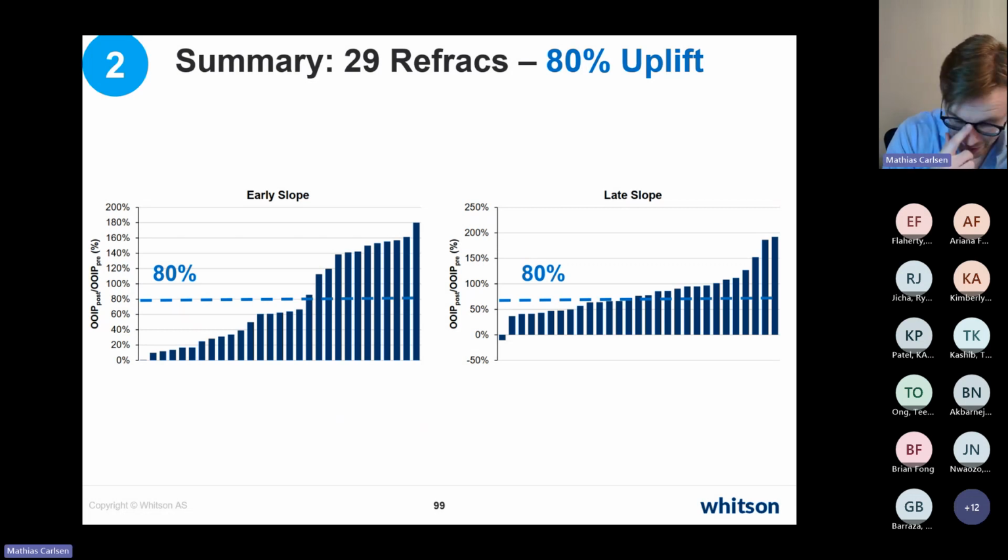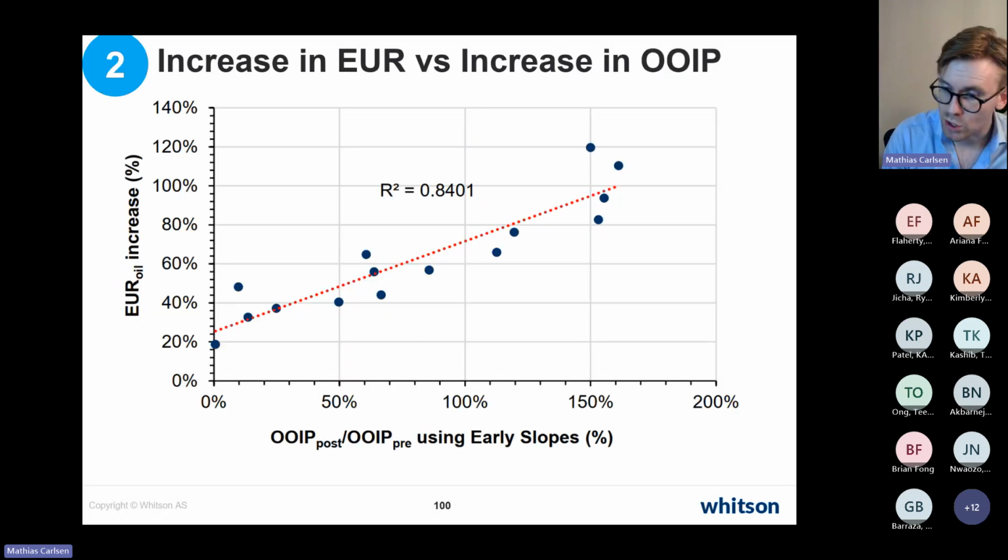And on average, both of them actually gave an uplift of around 80%, which you see here. And then you had some that was more successful and some that was less successful. In general, what they built with the early slopes was this correlation between uplift and EUR for the wells that they've been producing for a long time, and this slope difference right there.